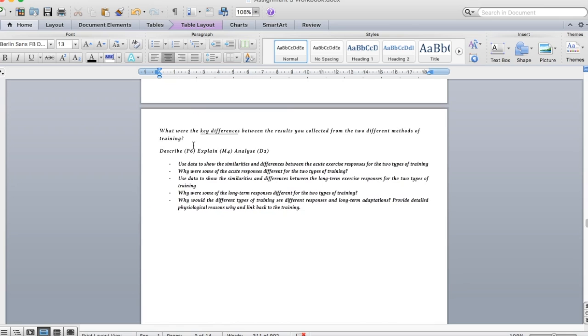Go through that with you. Okay, so the first thing we're going to look at is we're going to use the data to identify some similarities and differences between the acute responses for both types of training. So the acute responses for the aerobic and the resistance.